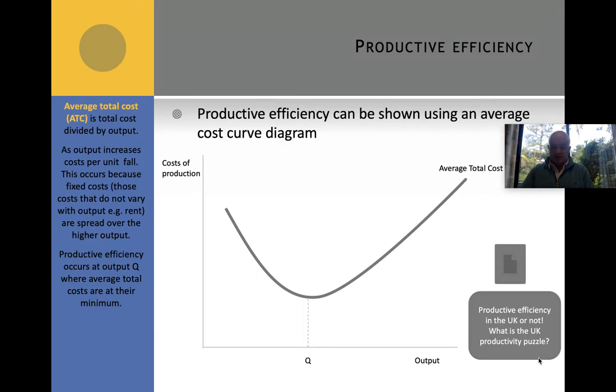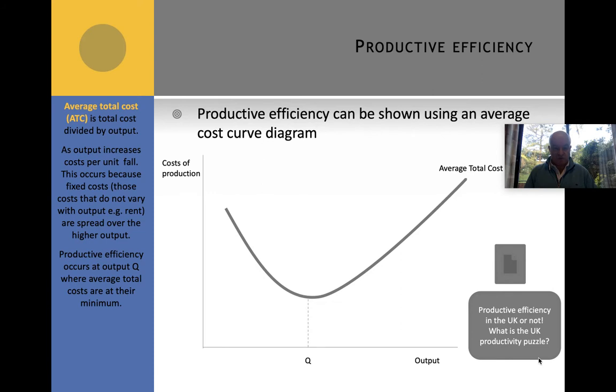So let's take a look then at productive efficiency. Now, productive efficiency is all about average total cost. And average total cost, as we mentioned before, is effectively the total cost divided by the amount of output that we're producing. Now, in an ideal world, and if you think about it, as output increases, costs per unit should fall, shouldn't they? And that occurs because we've got certain costs that are fixed. They don't vary with output, like rent, for instance. And obviously, when we spread those costs out over a higher amount of output, then we are going to reduce our average total cost.